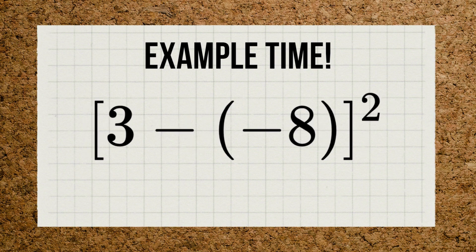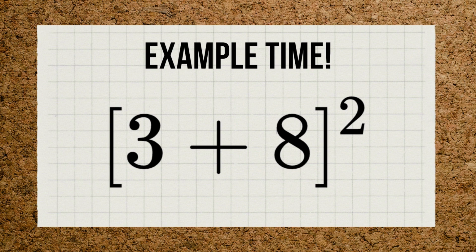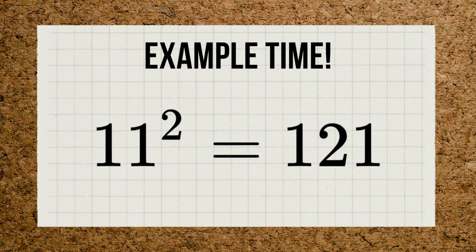Then what we can do is turn that minus negative 8 to plus 8, because subtracting a negative number is like adding a positive number. Then we add 3 and 8. Then we get 11. We can square that to get 121, which is the final answer.